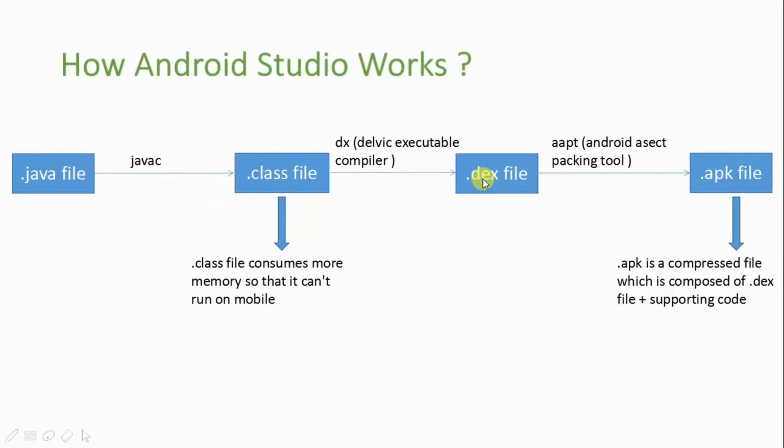After that the dex file is compressed, and some supporting code is further added, and it forms the .apk file. What is an .apk file? An .apk file is a compressed file which is composed of the .dex file plus supporting code that I already told you about, and it happens with the help of AAPT. What is AAPT? Android Asset Packing Tool.